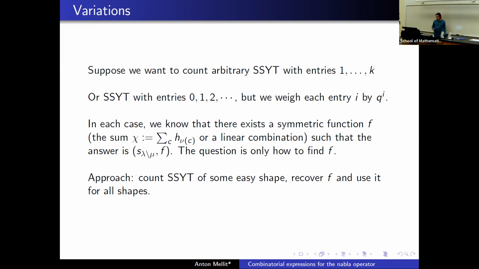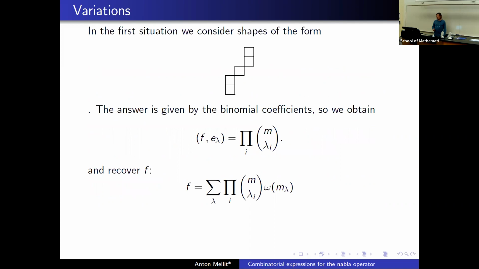So that's our approach. We fix some easy shape, and here is how we can do it. For instance, you can consider shapes of this form, where you have a bunch of vertical bars with no overlaps. Then in the first problem, when we fix the entries from 1 to k but don't fix the multiplicities, it's very easy to count the semi-standard Young tableaux of this form, because in each column, in each bar, you have a collection of distinct entries out of those k. That's given by the binomial coefficient.